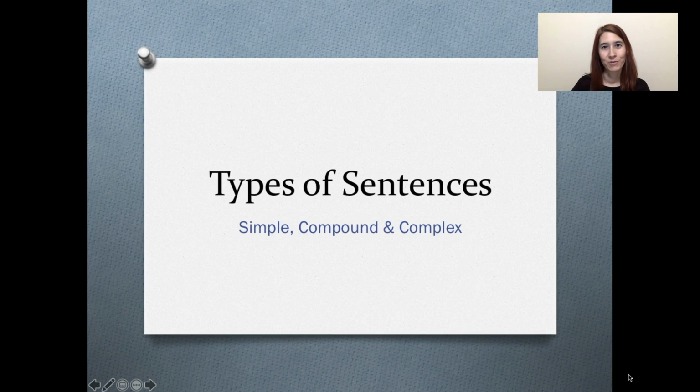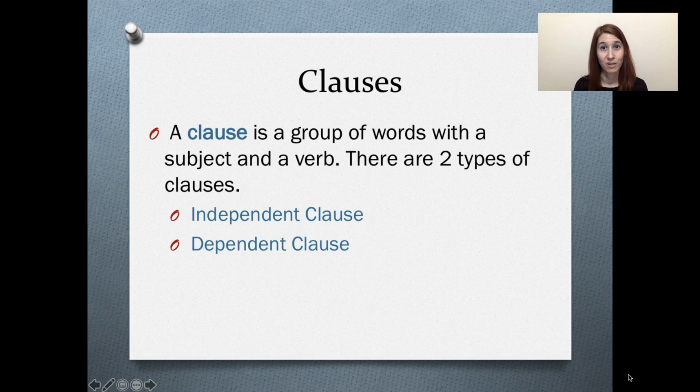So I'm going to go over the different types of sentences today: simple, compound, and complex. This video is useful for all levels, so everyone can benefit from it. Let's talk about clauses first. If you don't know, a clause is a group of words with a subject and a verb. There are two types of clauses: the independent clause, which you're going to hear me say a lot, IC, for independent clause, and the dependent clause, and I call that one DC, for dependent clause.